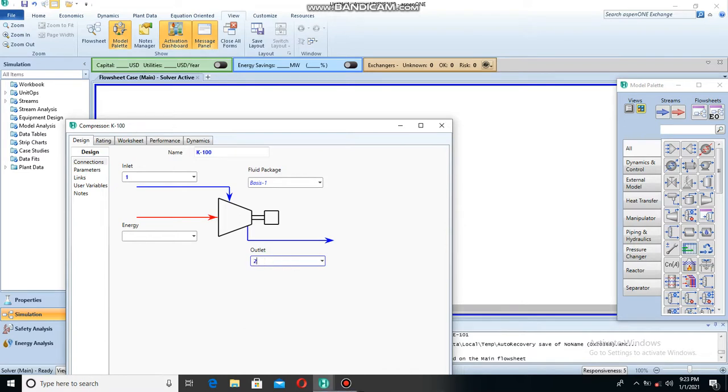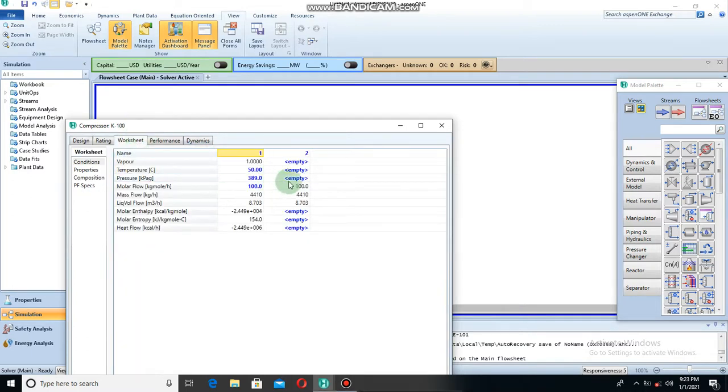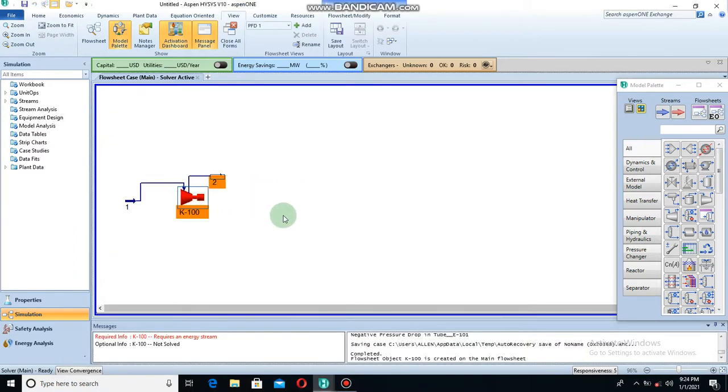To a pressure of 2000 kPa. So we go to the worksheet. It's being compressed to what? 2000 kPa. At this point we want it in a vapor form. So we have a converged feed and outlet product of the compressor.